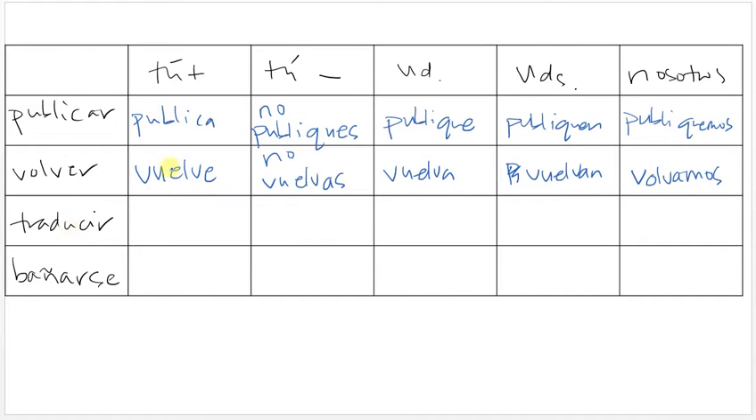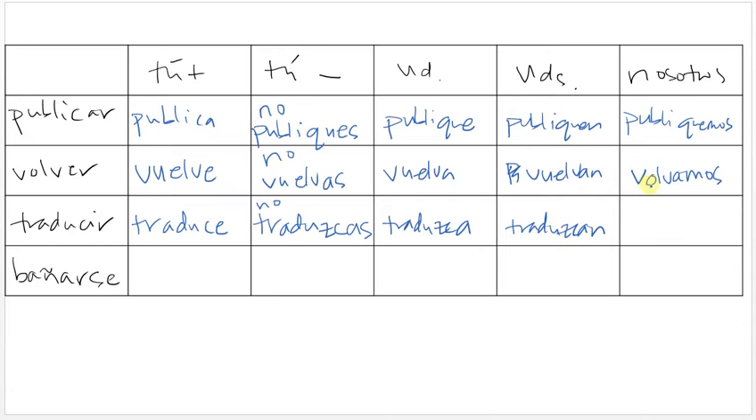Okay, for traducir, the positive tú command is the regular él, ella, usted in the present tense. The tú negative, go to the yo. The yo is like conocer, so the yo is going to be traduzco. Drop the o, add the opposite ending, becomes traduzcas for tú. For usted, traduzca or no traduzca. Ustedes, traduzcan or no traduzcan. For nosotros, traduzcamos or no traduzcamos.